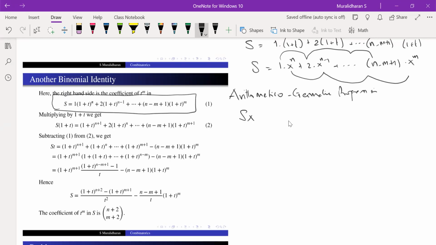I will multiply by x on both sides. I will get 1 into x power n plus 1, plus 2 into x power n, plus 3 into x power n minus 1, and so on up to n minus m plus 1 into x power m plus 1.